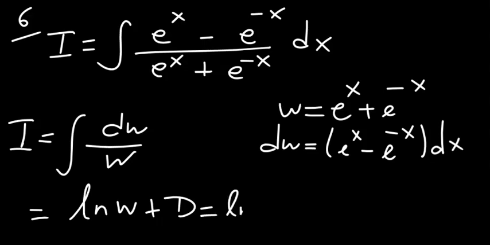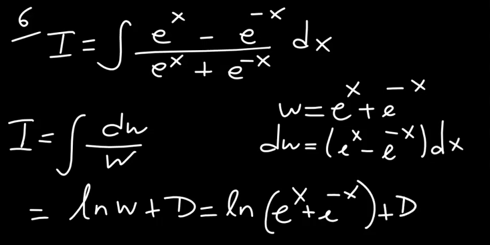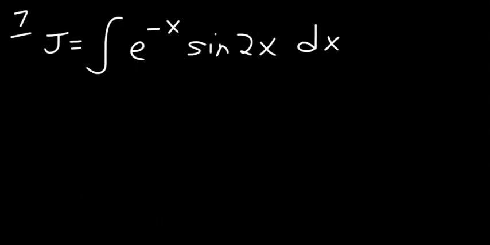Substituting the expression for w, you get e to the power x plus e to the power minus x plus that integration constant, and that's the answer. Now let's do this integral. It has an exponential function and also a trigonometrical function. So the best way to do this is by integrating by parts.